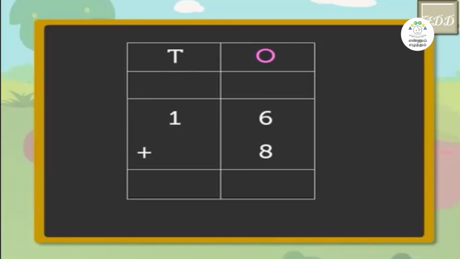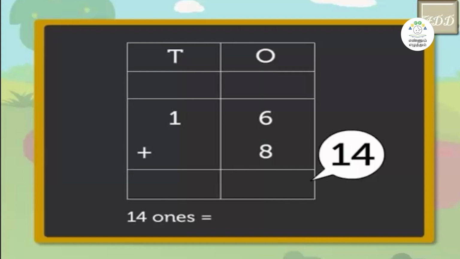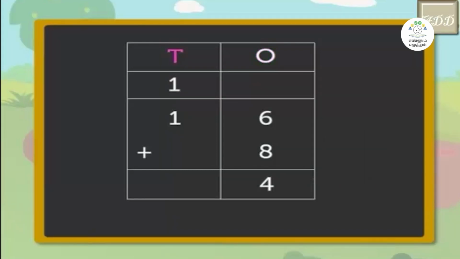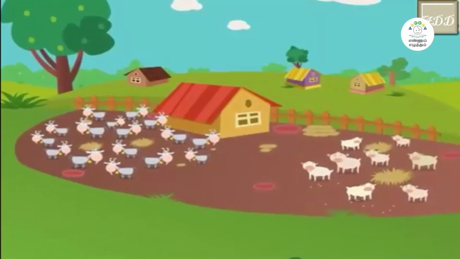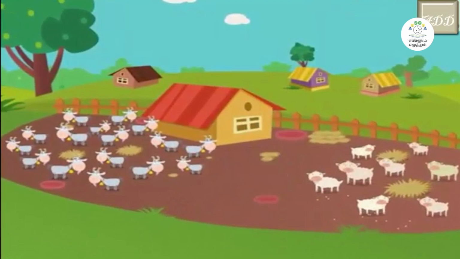Add the ones, that is, 6 plus 8 is equal to 14. Regroup 14 to get 1 ten and 4 ones. Carry 1 ten to the tens column and write 4 in the ones column. Now, add the tens, that is, 1 plus 1 is equal to 2. Thus, 16 plus 8 is equal to 24. Look, there are 24 animals in all.